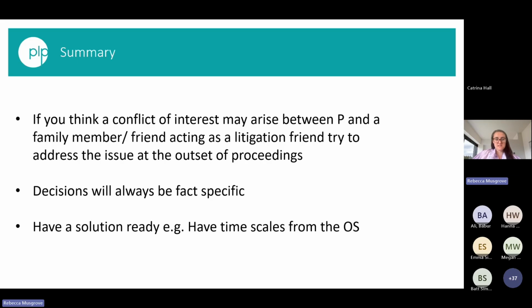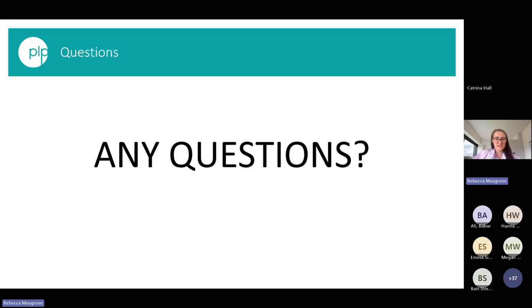I think my experience is that if you're raising this, most judges will be very sympathetic and will be inclined to agree and discharge the family member as litigation friend and appoint the OS instead. So I hope that's been useful. Does anyone have any questions?